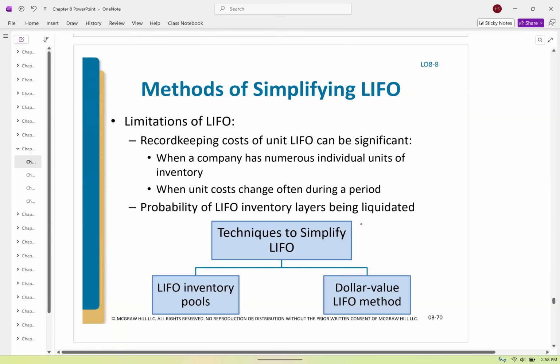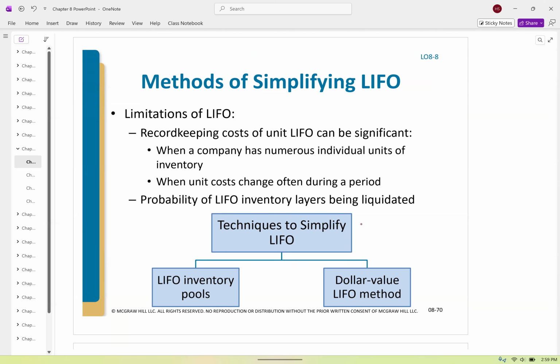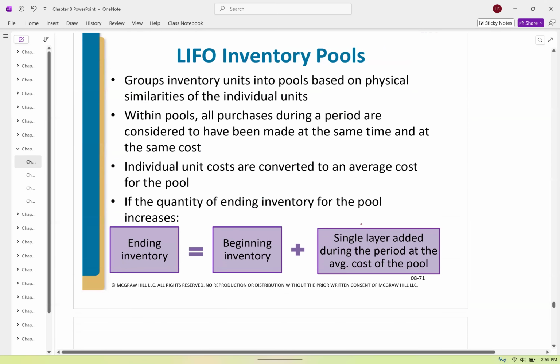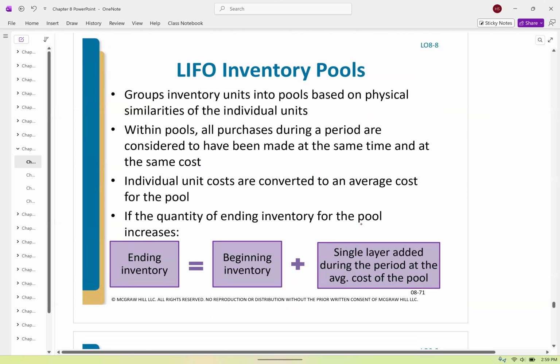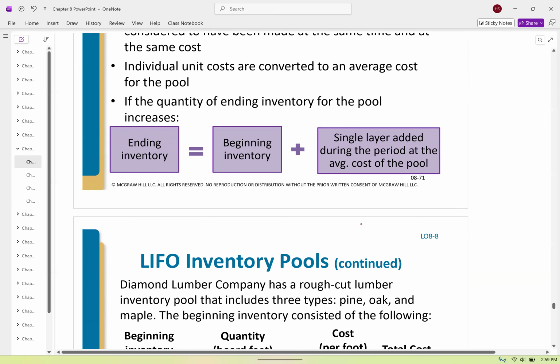All right. So there is some methods that we have of simplifying LIFO. Okay. We have LIFO inventory pools and we have dollar value LIFO. I am going to do the dollar value LIFO over on another problem because I don't really like the slide that it's got. So we'll go through here and do the LIFO inventory pools. So what they'll do with inventory pools, they'll pool a whole bunch of groups of similar items together that have maybe similar physical similarities and things like that. And so they give us an example here.